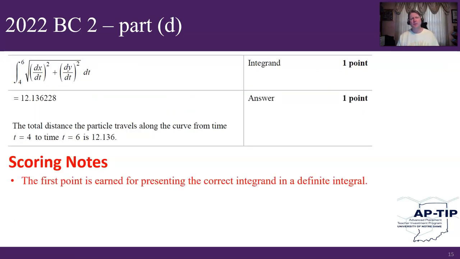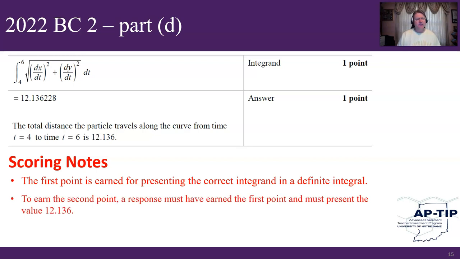So the scoring notes on this, not too many of them. Basically, the first point is going to be earned for presenting the correct integrand, but it's got to be in a definite integral. I don't see how a student would likely miss those limits of integration since they were provided in the question, but it could happen. But we're still going to go ahead and award the student the first point as long as they have that integrand. Now, they may have just used the dx over dt and the dy over dt symbolic notation like you see here in the slide, or they may have replaced it with the actual expressions. Either way would be acceptable to earn that point.